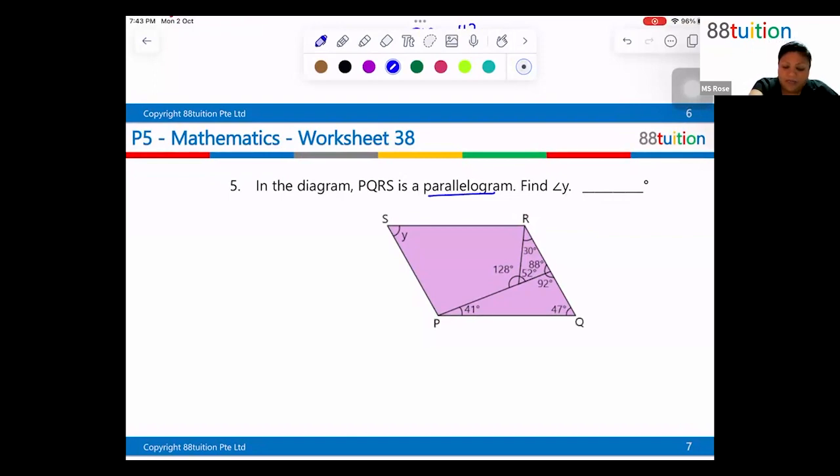Okay, so now PQRS is a parallelogram. So PQRS, this is a parallelogram. Okay, you're supposed to find angle Y. Sorry, it's this part. Yeah. Okay, so you're supposed to find angle Y. Okay.